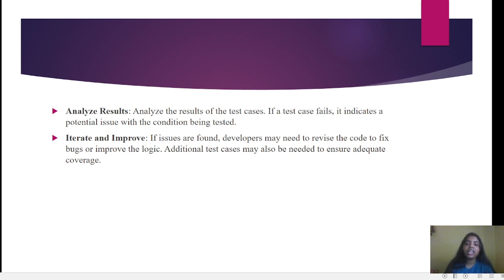Analyze the result of the test cases. If a test case fails, it indicates a potential issue with the condition being tested. If any one of the test conditions has failed, we need to recheck the code again. Iterate and improve. If issues are found, developers may need to revise the code to fix bugs or improve the logic. Additional test cases may also be needed to ensure adequate coverage. Once we find the issue, we need to alter the code or change additional settings.